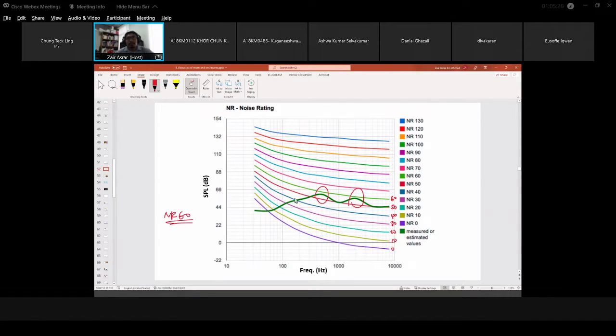We can have another material, for example, having some properties that might be something like this. It also meets the NR60 requirement, but in this case the material has a problem at this region, at low frequency, and our problematic frequency happens to be at low frequency. If we choose this material, then we will have a problem later on, because the performance is not good at this frequency range.